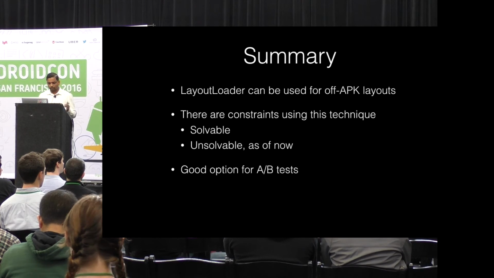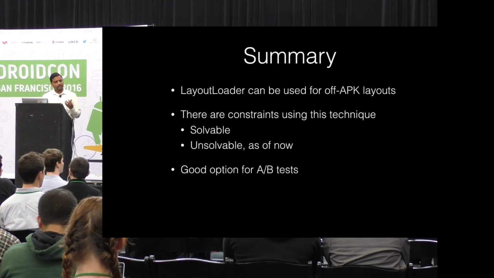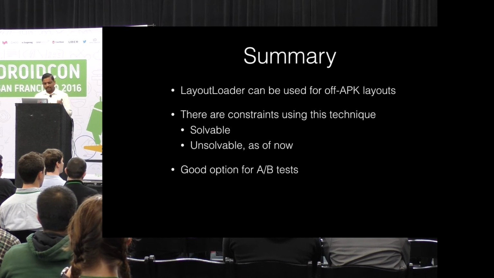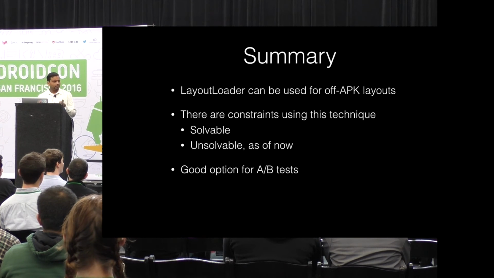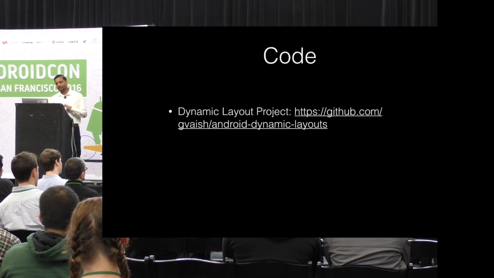You don't want to release a new version of your APK every time, especially if your app runs into 10s or 20s or 50s of MB. Just for 200 KB of layout, you don't want to have the user download another 10 MB of your app. So anybody who is interested in the code, you can download the code. It's there on GitHub.